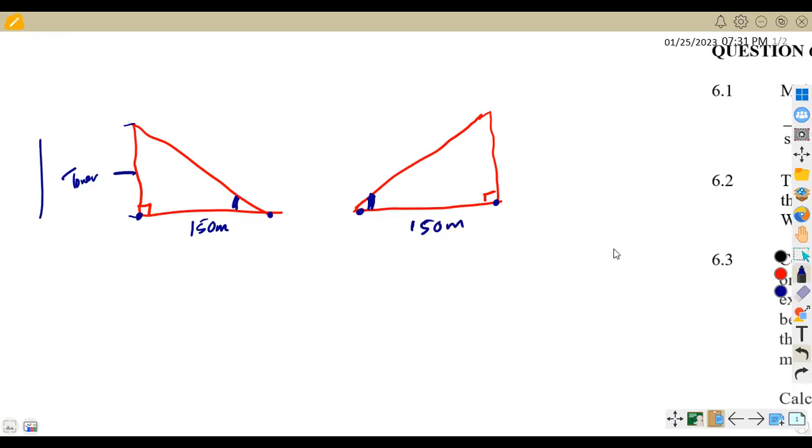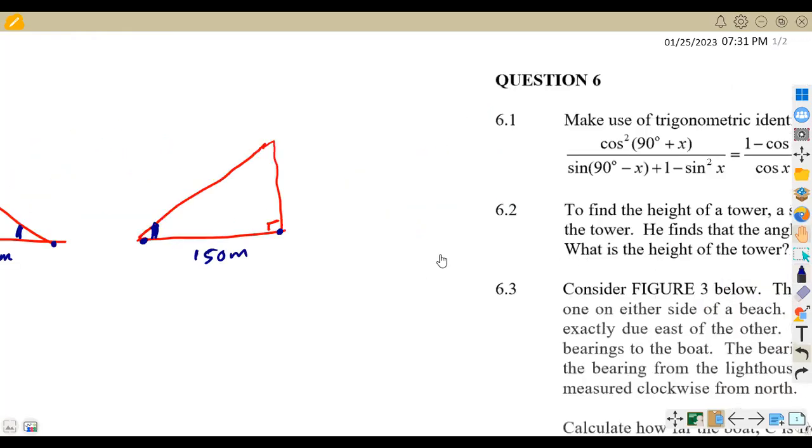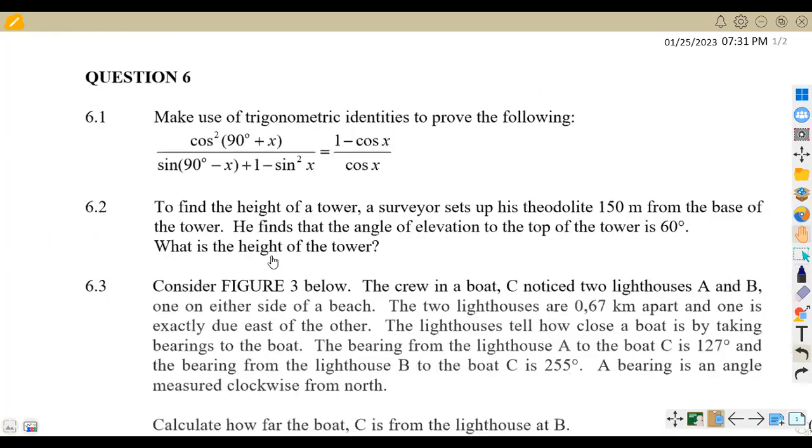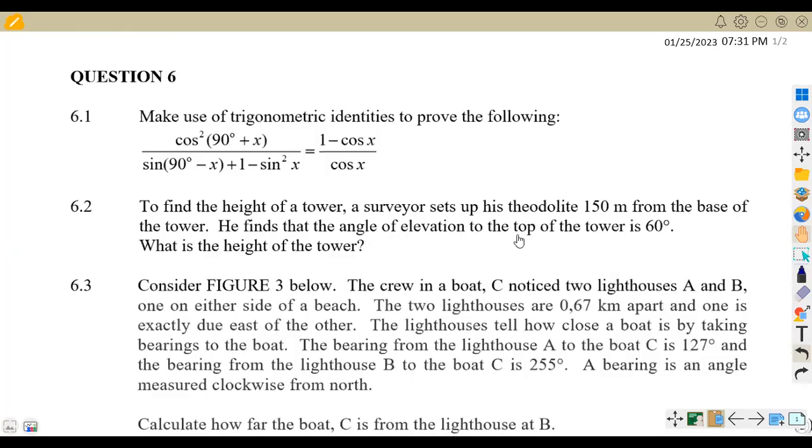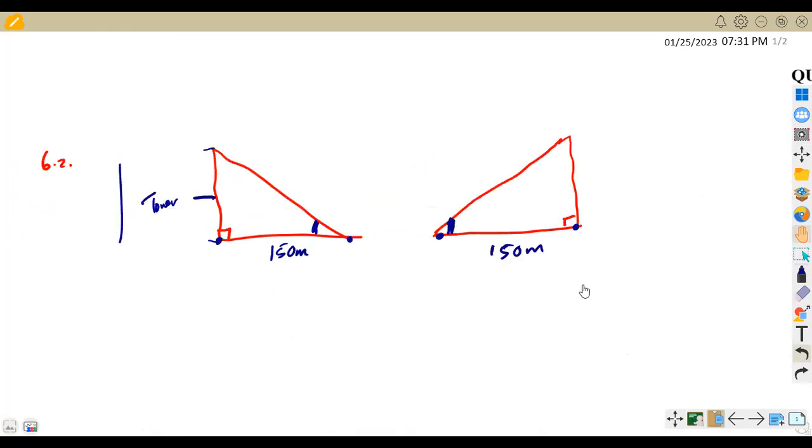This is 150 meters. Anyways, we are given that he finds that the angle of elevation to the top of the tower, looking at the top, is 60 degrees. What is the height of the tower? So he was looking at the top of the tower. This is the top of the tower. But the angle of elevation is the one that is down here. You are looking up from the bottom line. So this is where we have our 60 degrees. So the question is for us to find the height of the tower.